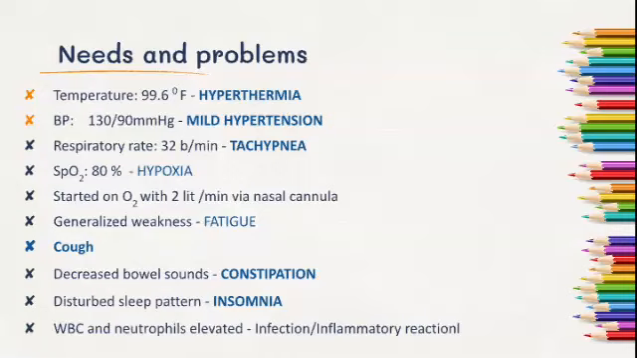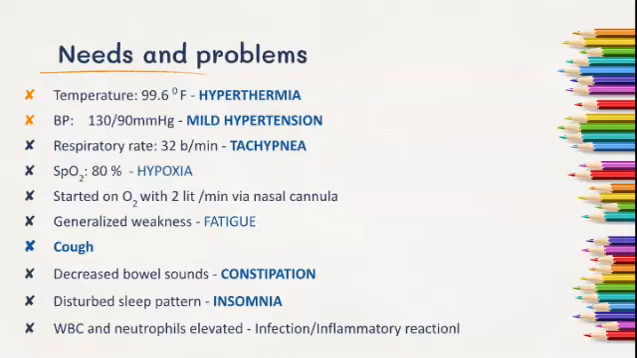Usually the needs and problems are identified with the help of the chief complaints, from the vital signs, from the physical examination findings, and also from the lab values. So you can take all these things and identify the needs and the problems. Okay, so from the chief complaints, the vitals, the physical examination findings, and the lab values.